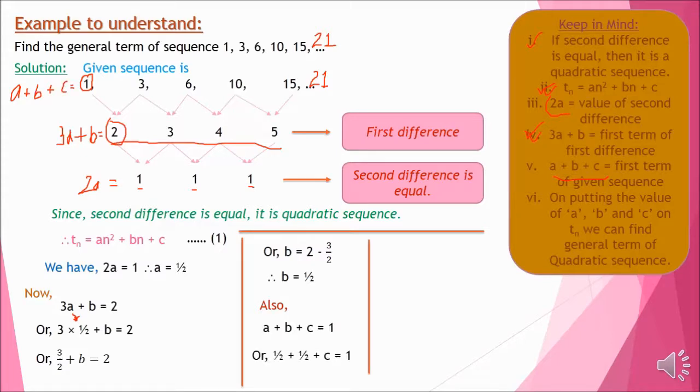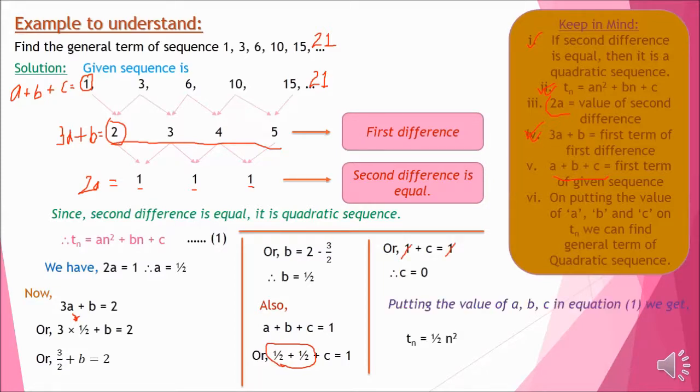Now a plus b plus c is equal to 1, the value of a is 1/2, the value of b is 1/2, plus c is equal to 1. Half plus half is 1, so we can cancel this, and c is equal to 0. Now we can put the values of a, b and c in equation 1: 1/2 n² plus 1/2 n plus 0, which we can write as n²/2 plus n/2.